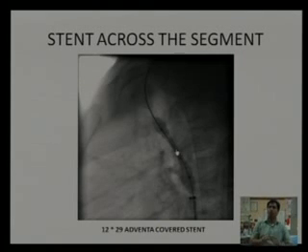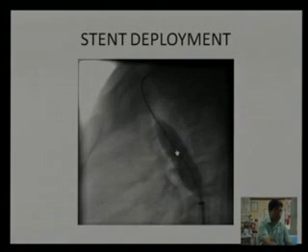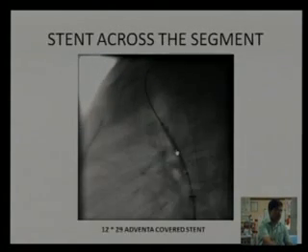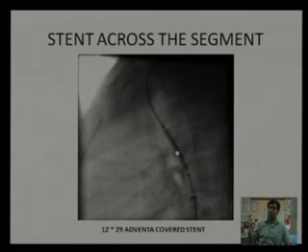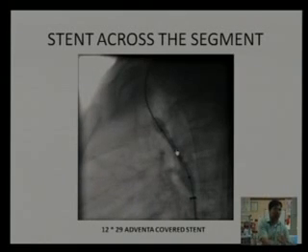So we deployed a 12 into 30 Atrium Advanta covered stent. So you can see this is the image that shows the nice opening of the covered stent across the coarct segment. This is the full inflation and full deployment of the stent.